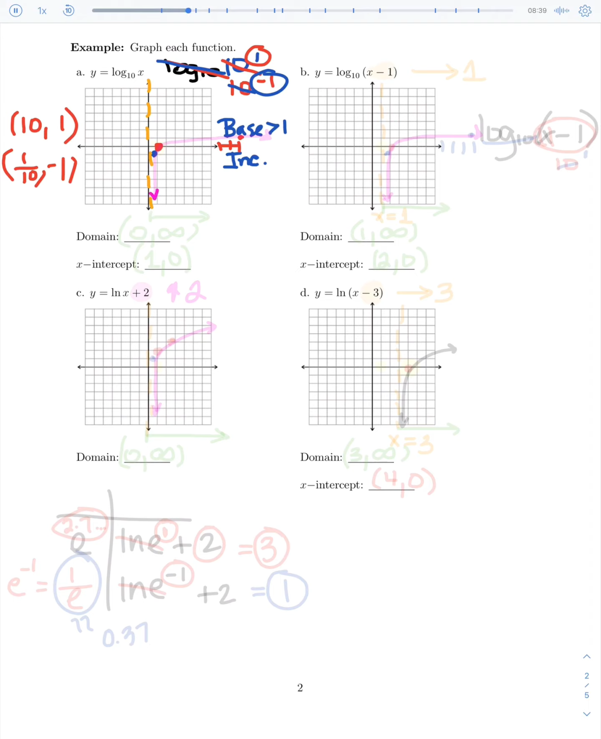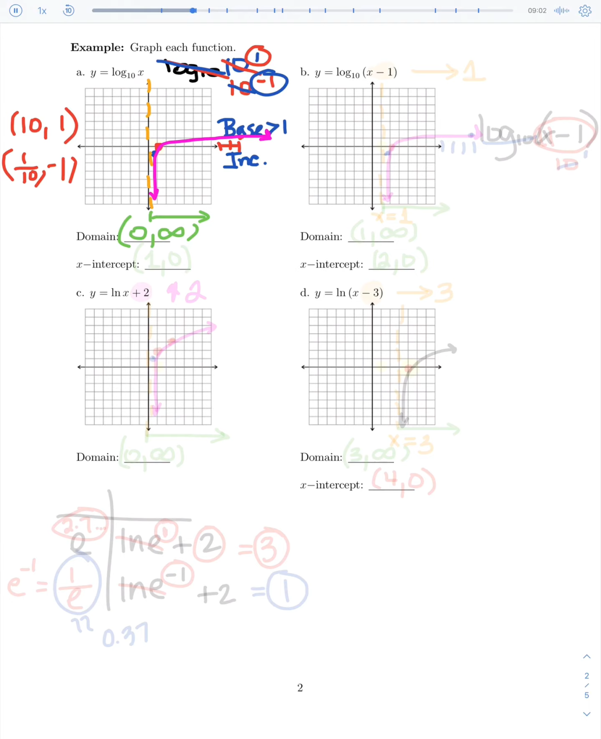Looks something like that. It's not perfect, but that's it. Okay, so what's its domain? Well, it hasn't been shifted left or right, but the graph doesn't start until 0 and continues on forever. But 0 is a vertical asymptote, so we can't include it. So it'll have a parenthesis at 0.